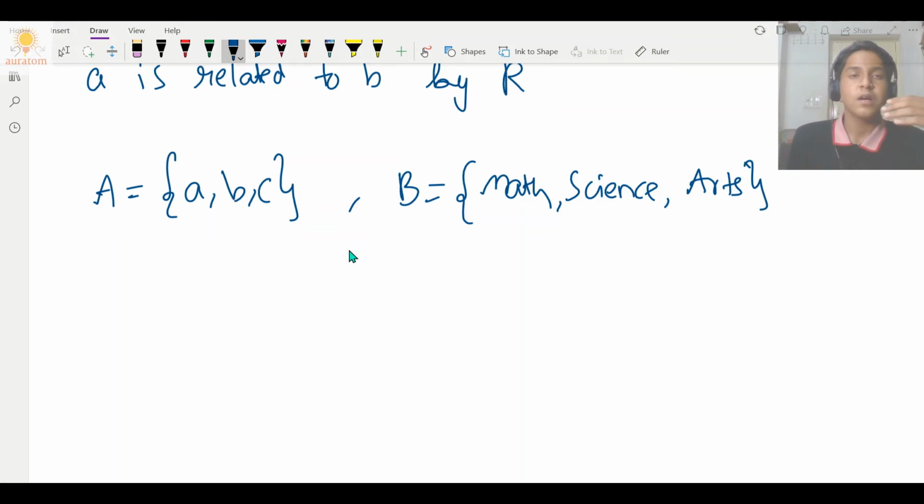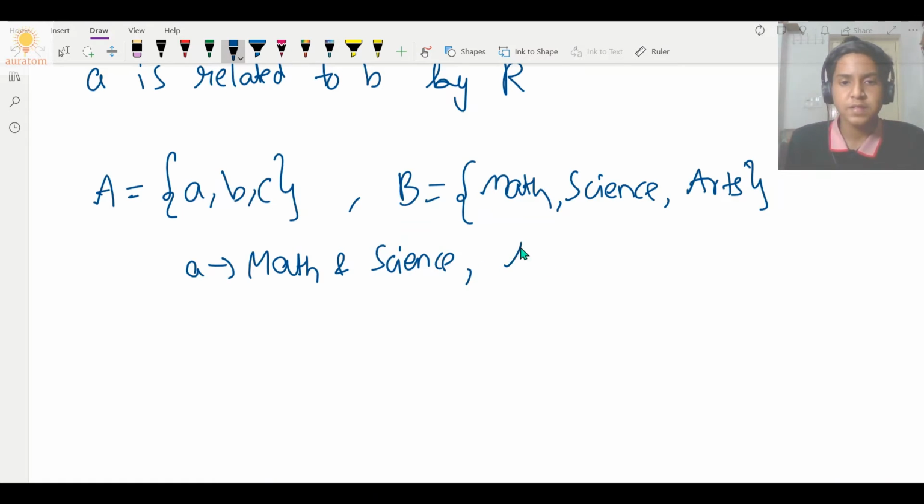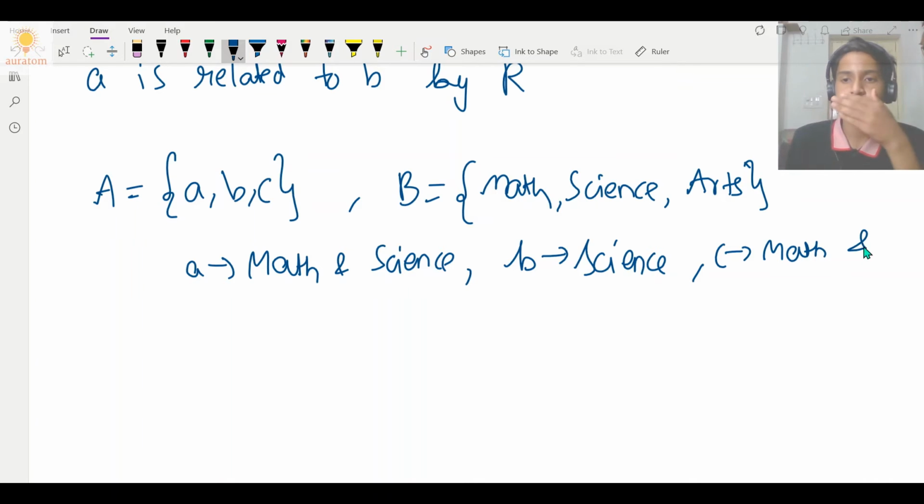Now what we know in the question is that A is taking math and science, B is taking science, only science, and C is taking math and arts.